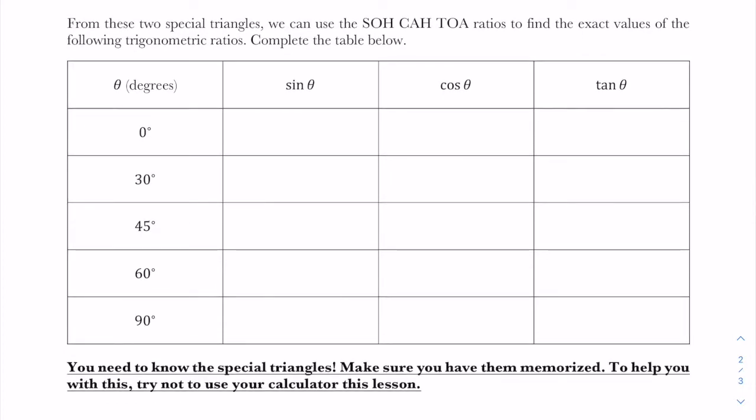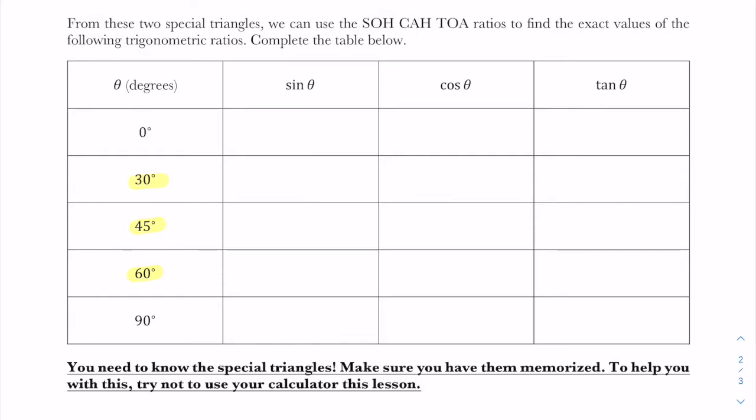At this point, I'd like you to pause the video and fill out the table on your own. Use the special triangles on the previous page to determine sine, cos, and tan of 30, 45, and 60 degrees respectively. For now, please leave 0 and 90 degrees blank. When you're ready, click play to resume and we'll fill out the whole table.